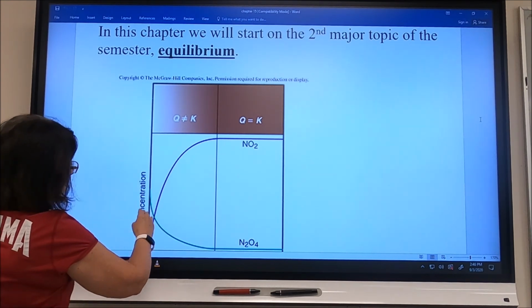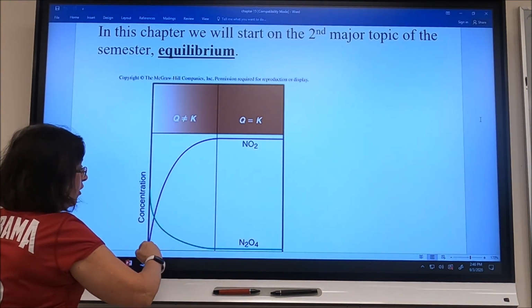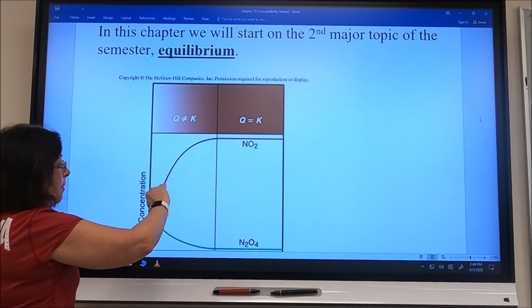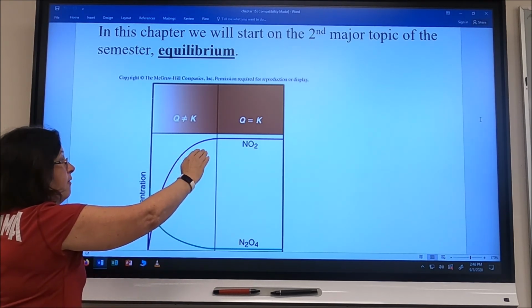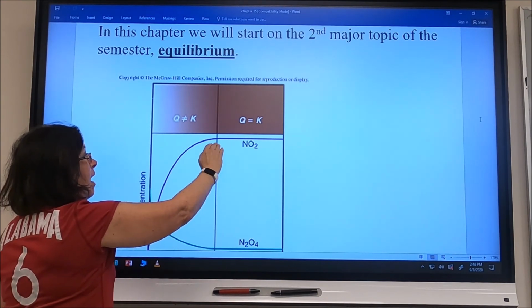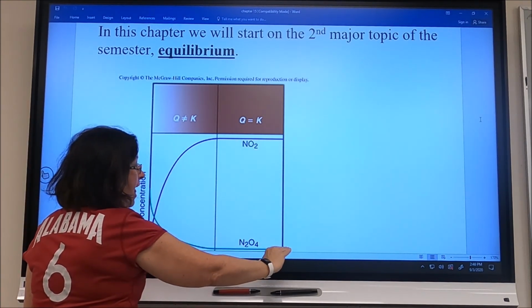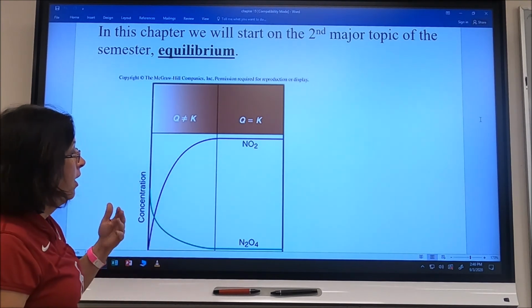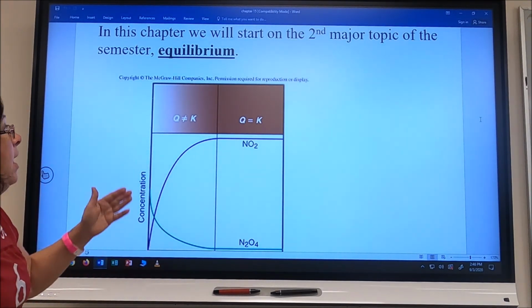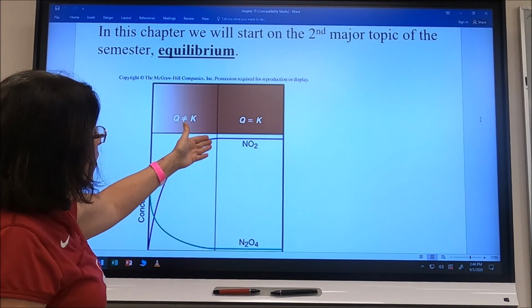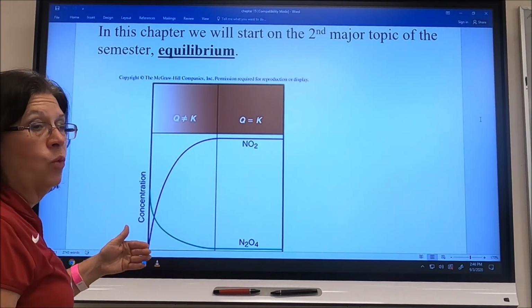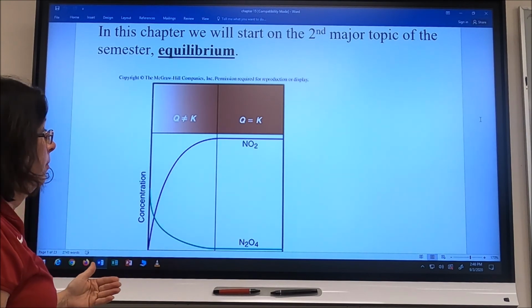So we talked about looking at the slope of our concentration versus time graph. But what I want you to notice this time is that we reach a point in time where the graphs flatten out, where the concentration of the reactants and products stop changing. At the point in a reaction where the concentrations of reactants and products stop changing, we've reached what's called equilibrium.